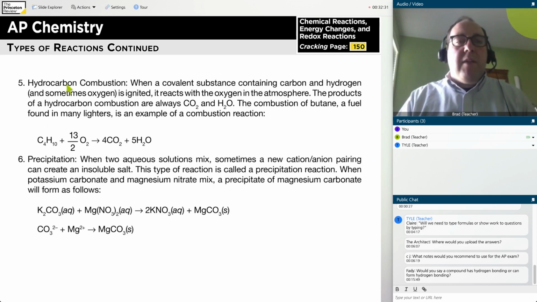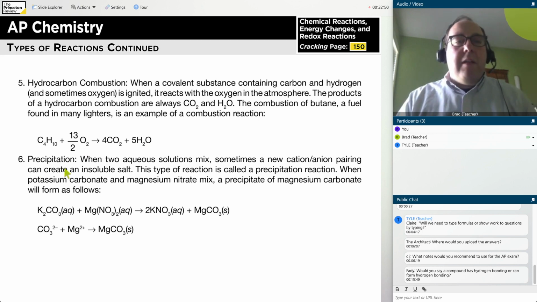This is specifically hydrocarbon combustion, but in general, combustion reactions are reactions in which something combines with oxygen. If it's hydrocarbons, it's nice because you have these predictable products, and there's a lot of stoichiometry and a lot of enthalpy types of questions involved with combustion reactions.